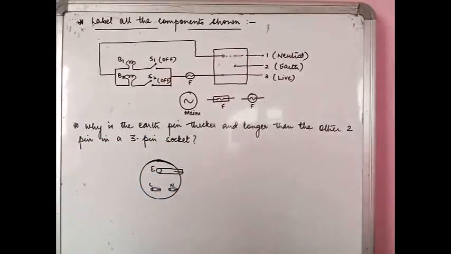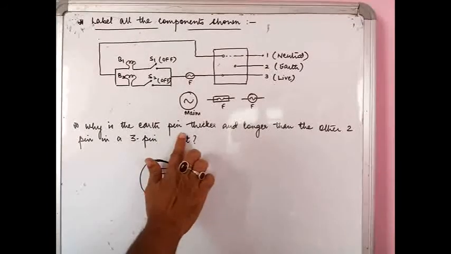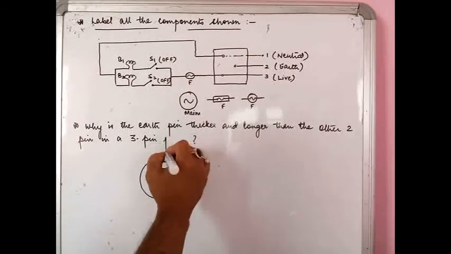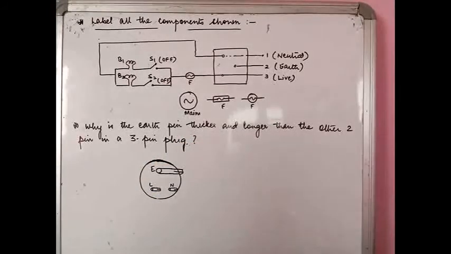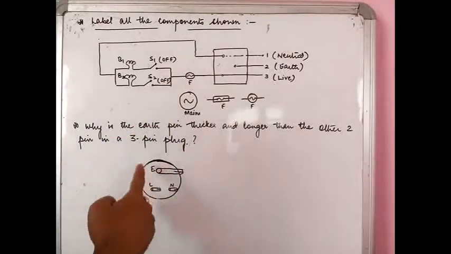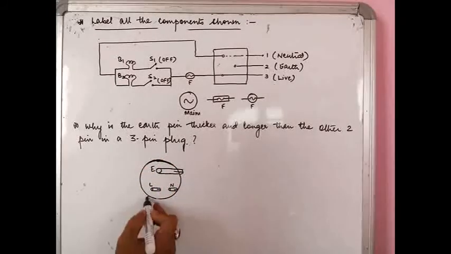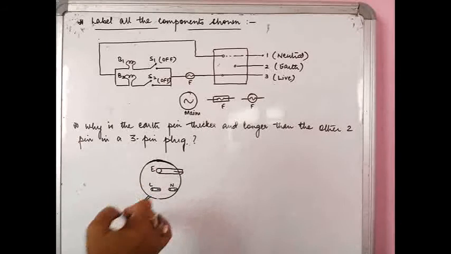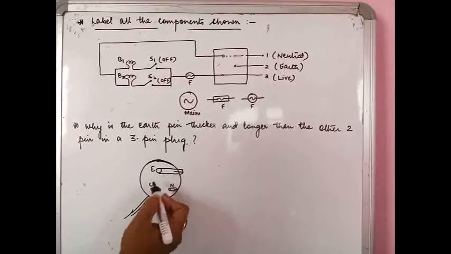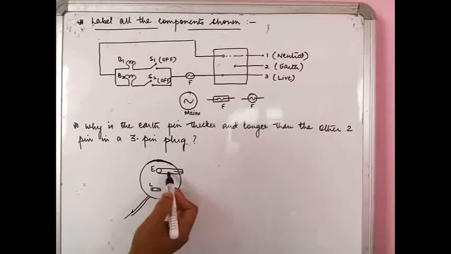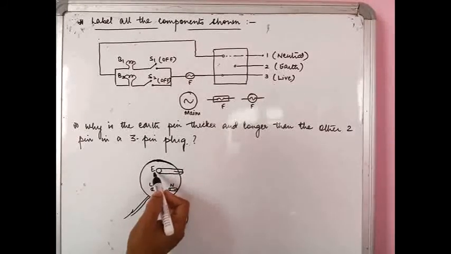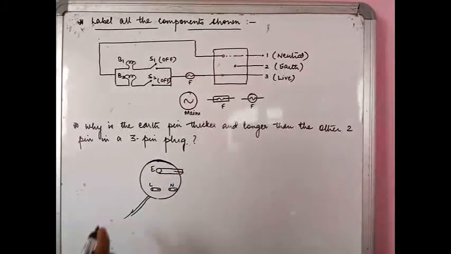Now this is one of the last reasoning questions that I will discuss. Why is the earth pin thicker and longer than the other two pins in a 3-pin plug? This is not a socket, this is a plug. I have already drawn it a number of times. Let the wire also come out. Supposing that this is a 3-pin plug, you can see the 3 pins, and in real life also you have seen that the topmost pin, which is known as the earth pin, is thicker and longer in comparison to the live and the neutral pins.